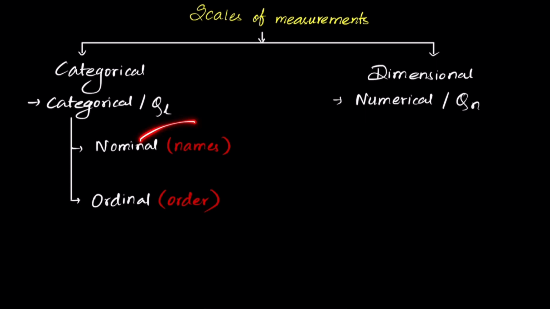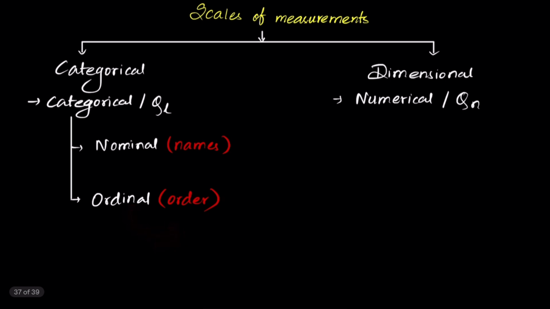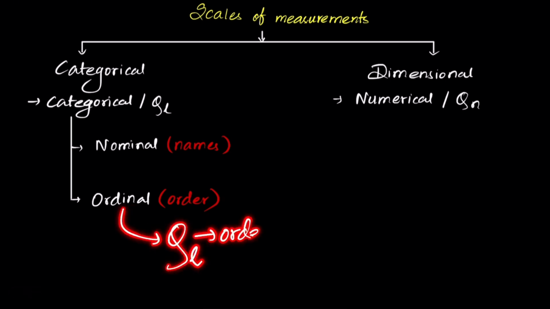Again, nominal scale simply contains names as qualitative variable and it does not show any order, so there is no order. However, in ordinal scale, the qualitative variables are present in an order, which you'll come to know better when I give you examples of both of them.